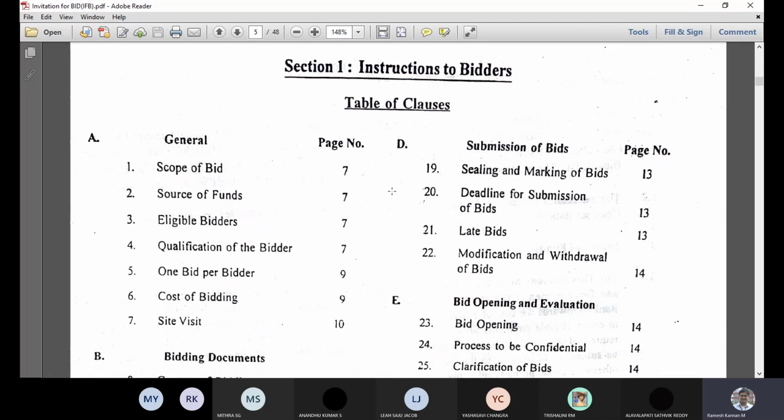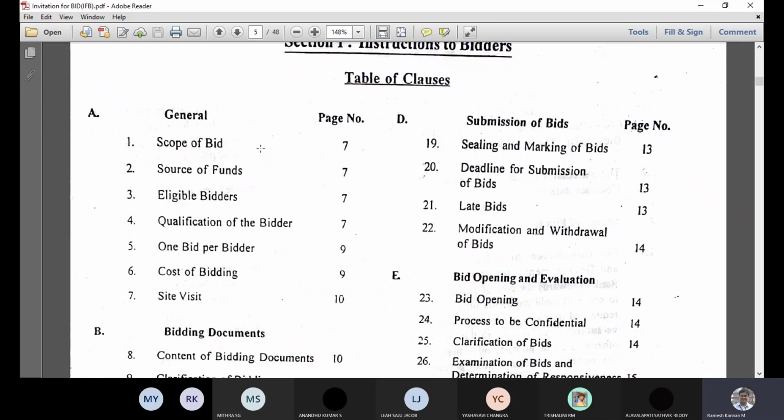These are the contents in the invitation to the bid. We are taking a look at the sample government project or invitation to bid for road construction work, right? And this is the overview. We have finished general. We talked about scope of bid, source of funds, eligible bidders, and so on.